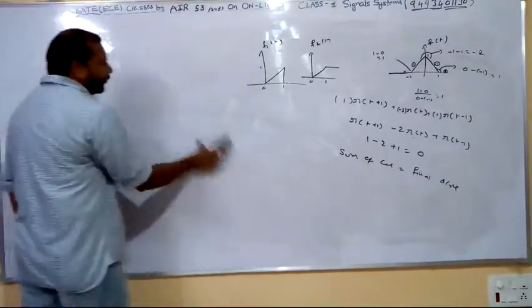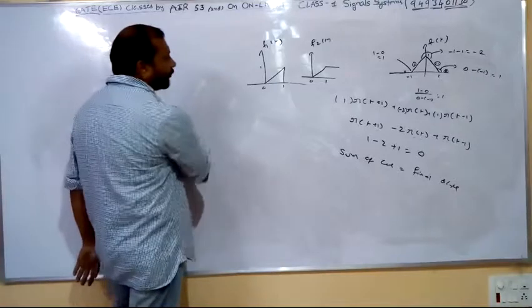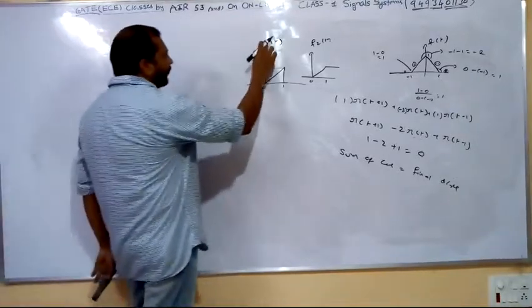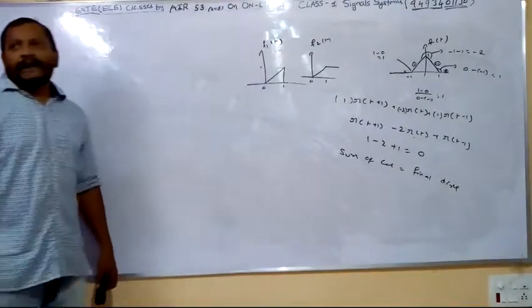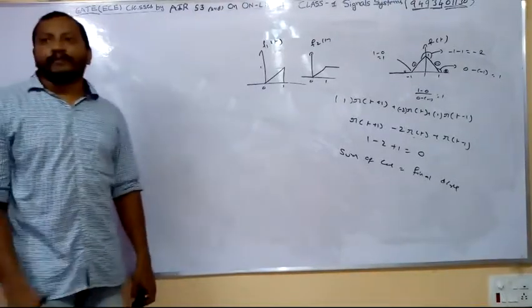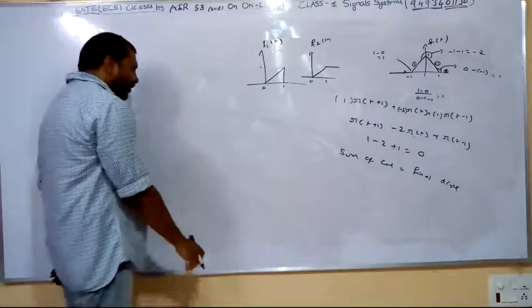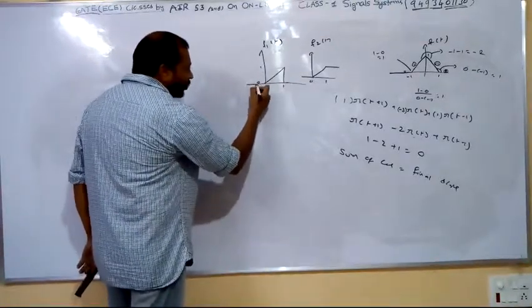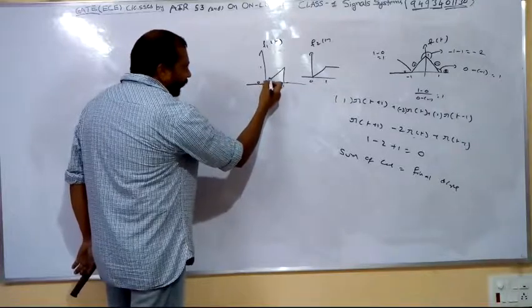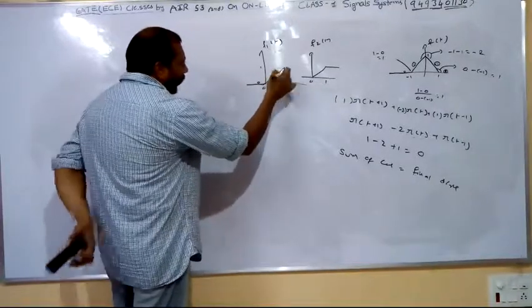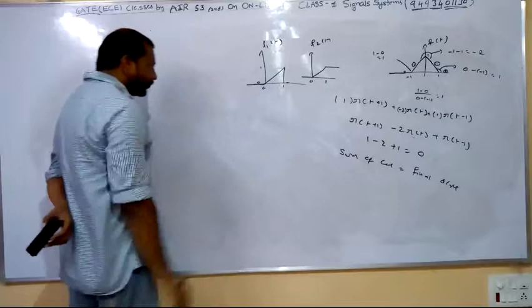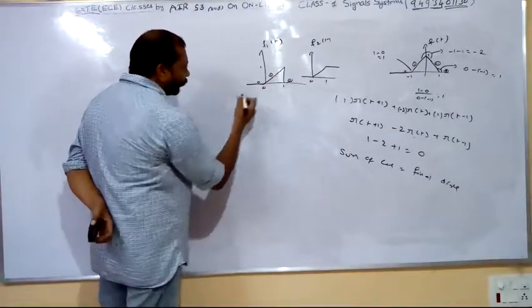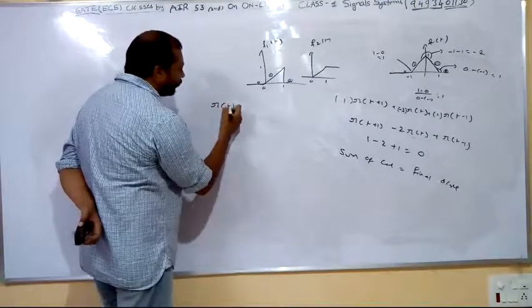Then represent the signals f1 of t and f2 of t in the form of ramp signals. For f1 of t, the first step is to identify the instances where the slope changes. Here the slope is equal to 0, and this suddenly changes to a slope of 1. First you calculate the slope: 1 minus 0 by 1 minus 0, which is equal to 1, and here the slope is equal to 0. So you have to consider the instant r of t.